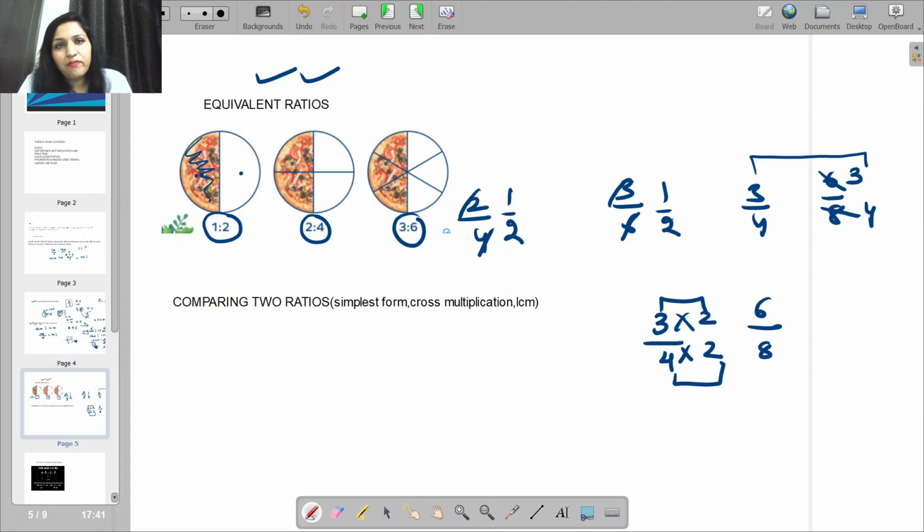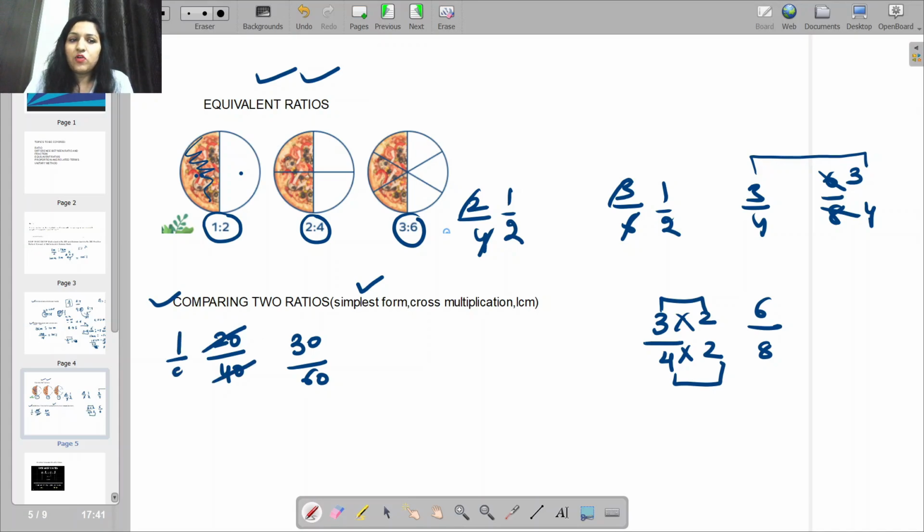Okay, so equivalent ratios are the ratios which just look different but they are equal in value। Now another topic is how do we compare two ratios। अगर मेरे पास दो रेशो गिवन हैं और मुझे जानना है उनमें से which one is greater or smaller or if they are equal, how to do that? First method is finding the simplest form। अगर एक रेशो है मेरे पास 20/40, another ratio is 30/60, मुझे जानना है if they are equal or not equal. What we can do? Find the simplest form.